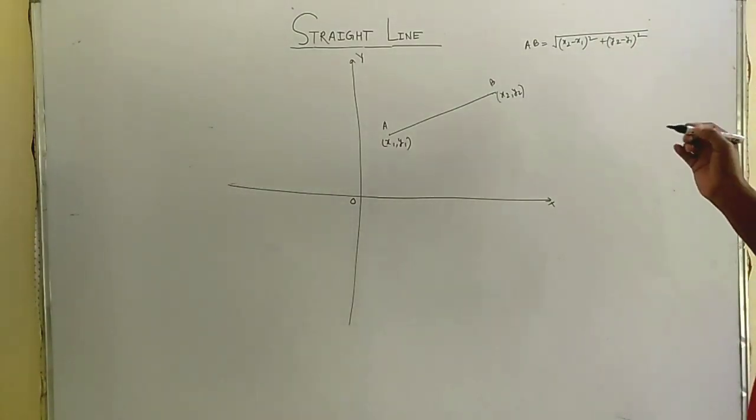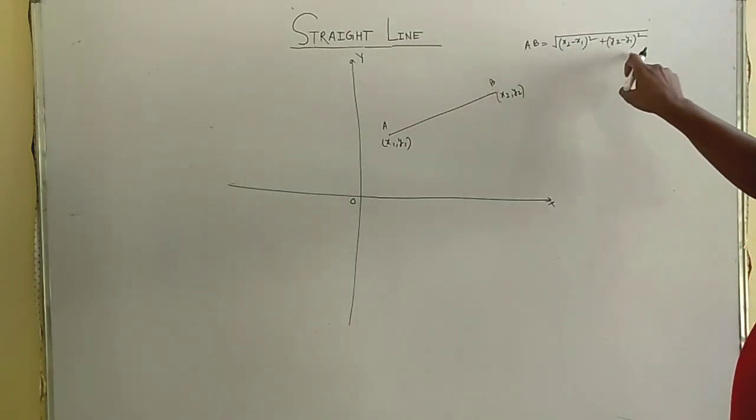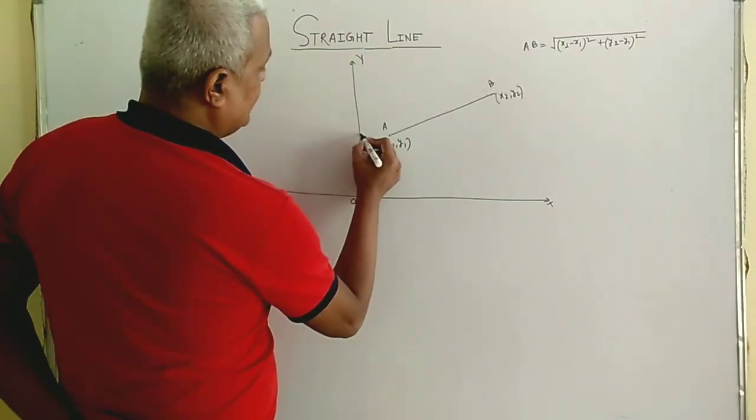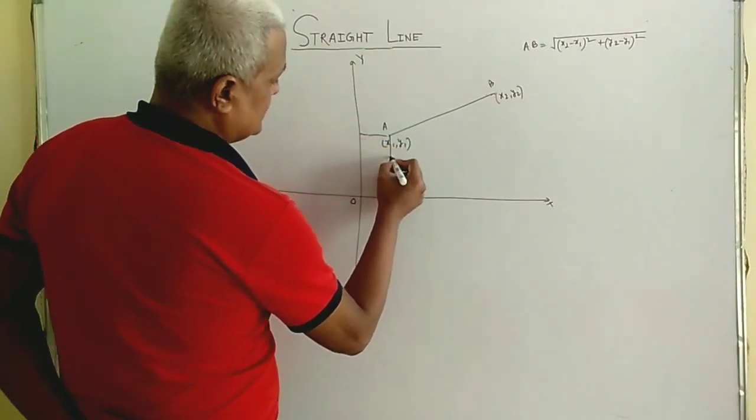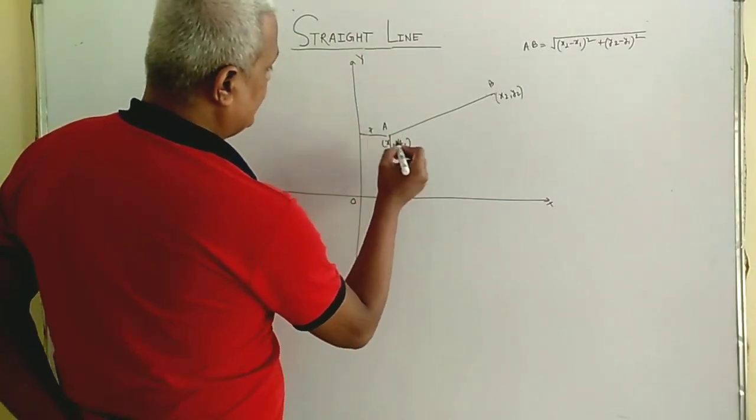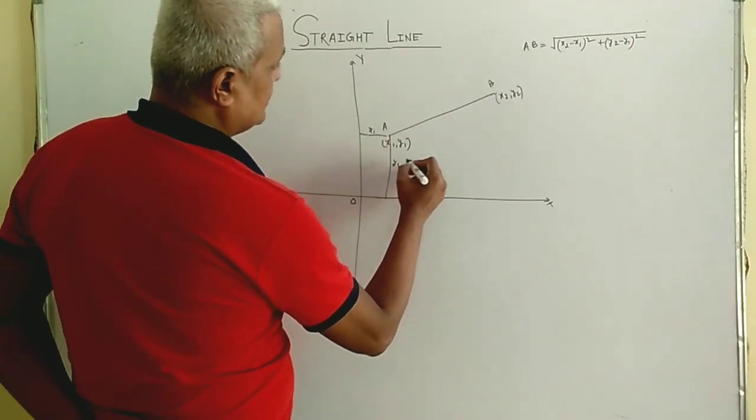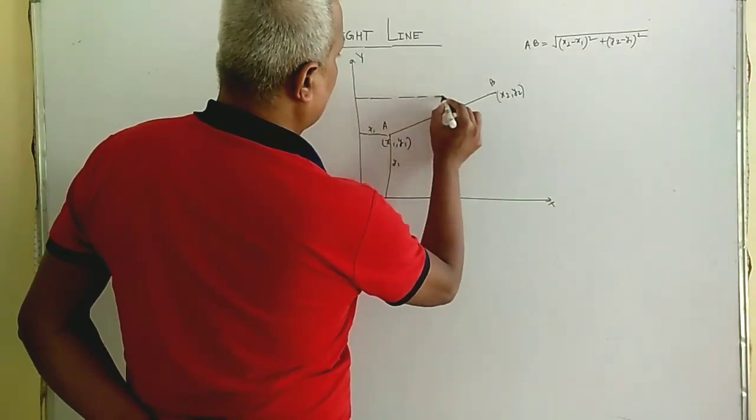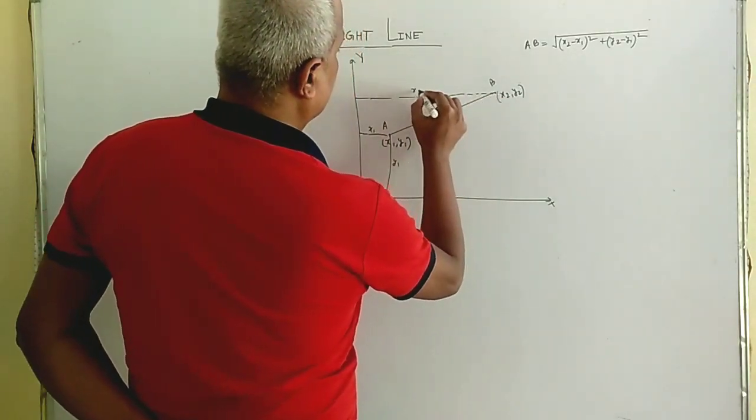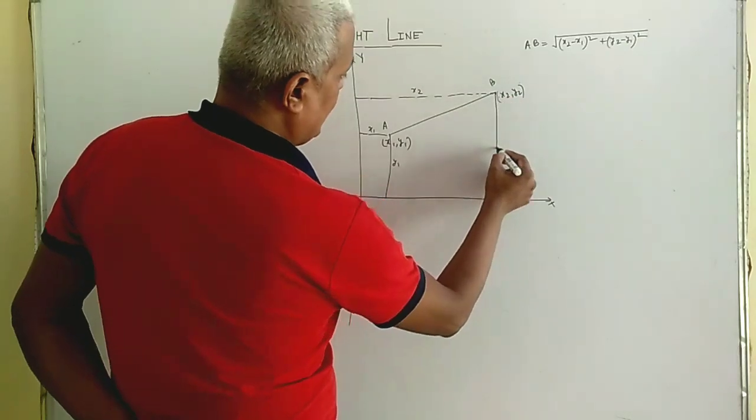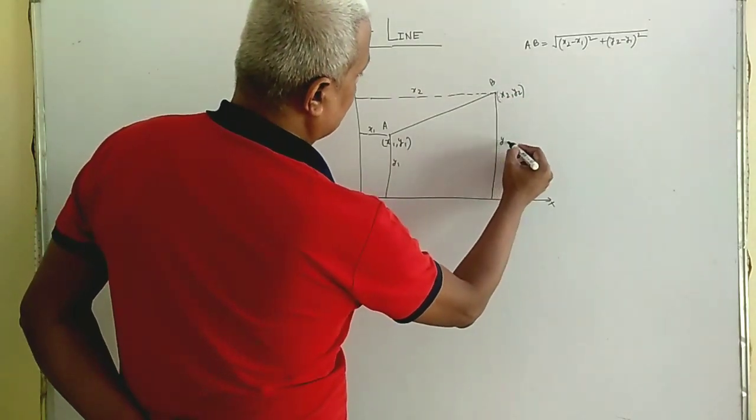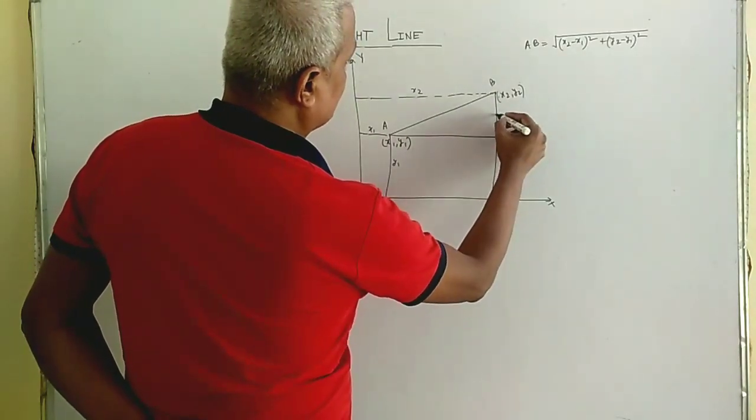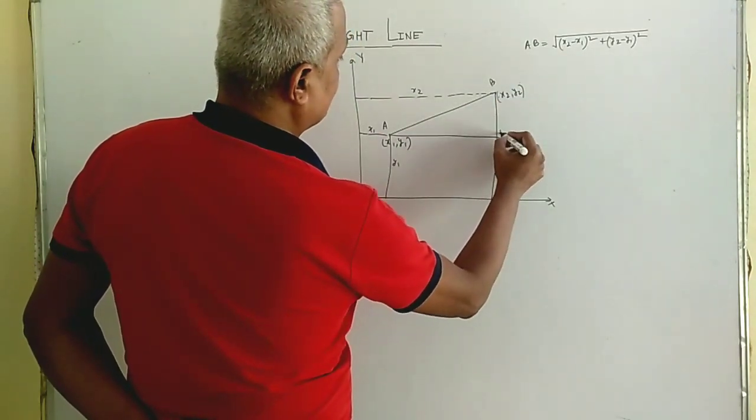Now suppose you do not understand how I got this result, so let me complete it. This is my x1, this is y1. From here, this is x2 and this is y2. Now join these two points. This line I call M.